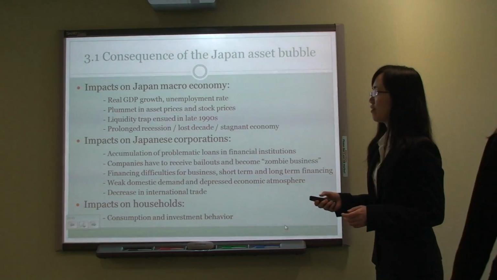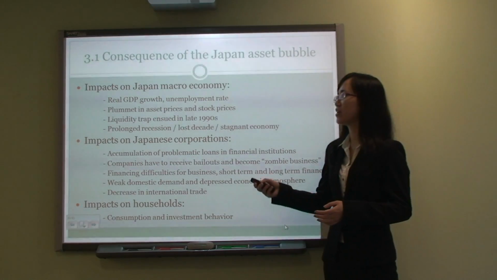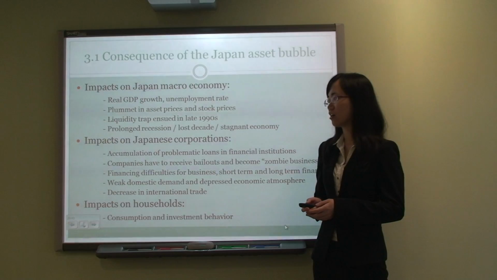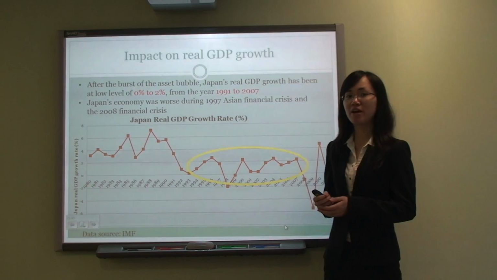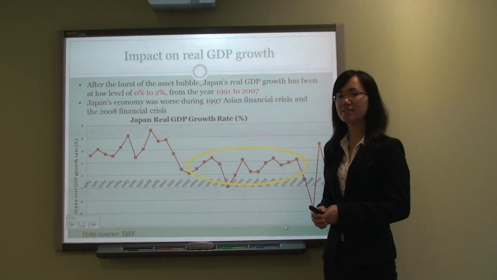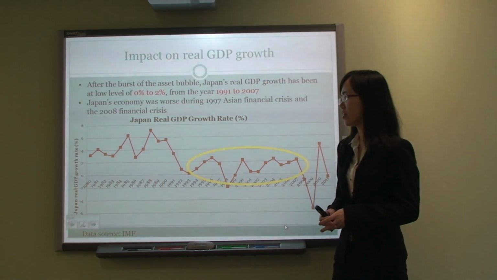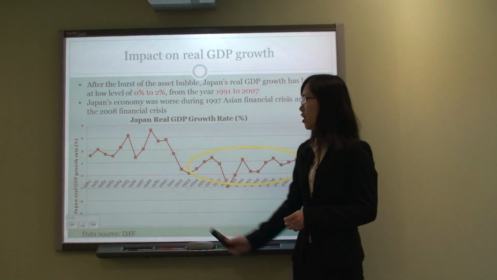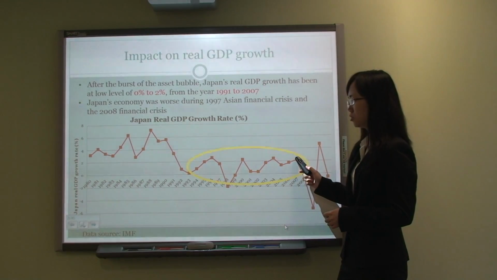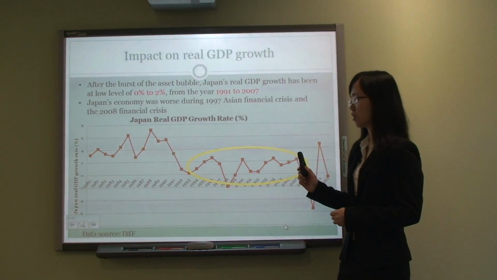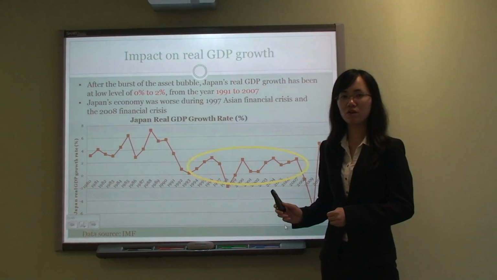Thank you, Julia. Well, in the following, we'll discuss the consequences of the Japan asset bubble. We categorize the impacts into three categories. The first would be on the Japanese macroeconomy, Japanese corporations, and also consumers and households. Let's first take a look at the impacts on the macroeconomy. This is a graph showing the real GDP growth rate from 1980 to 2011 in Japan. We noticed that starting with the burst of the bubble in 1991, the real GDP growth rate has been undergoing very stagnant growth, below 2%, and even during the Asian financial crisis and the credit crisis in 2008, the real GDP growth of Japan was negative.